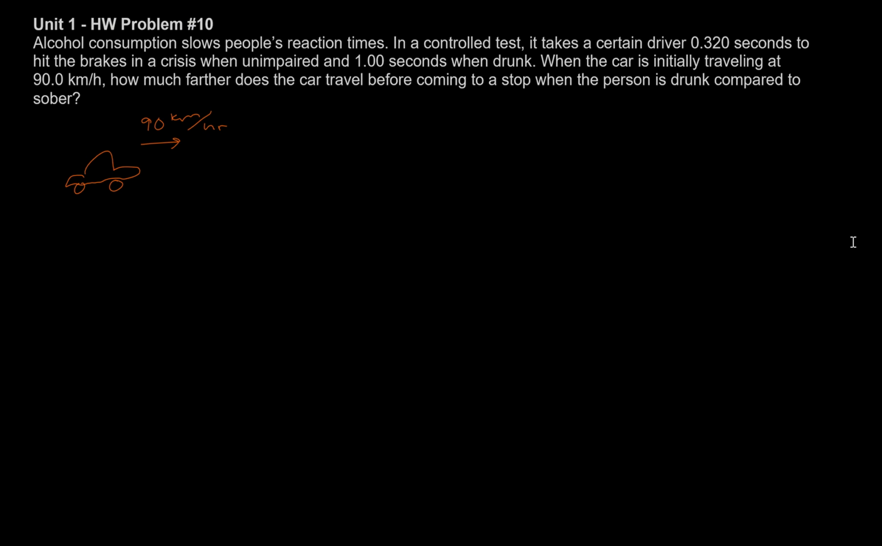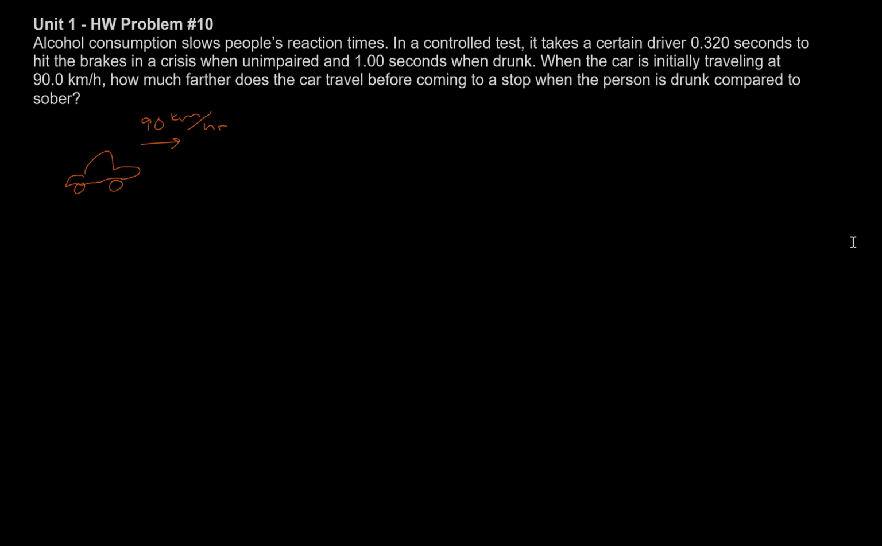Okay, so this is the Unit 1 homework problem number 10. Here we have a car traveling at 90 kilometers per hour. In a controlled test, it takes a driver 0.32 seconds to hit the brakes in a crisis when unimpaired. But if they're drunk and impaired, it takes them 1 second to process the fact that they need to stop and to hit the brakes.